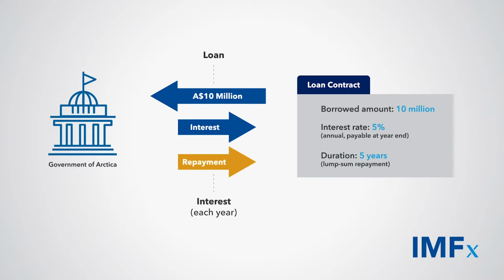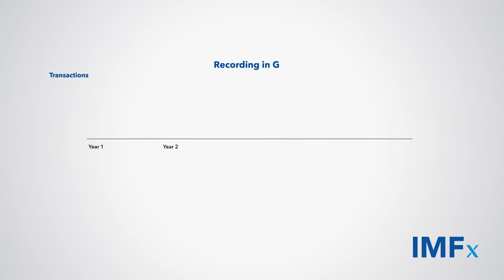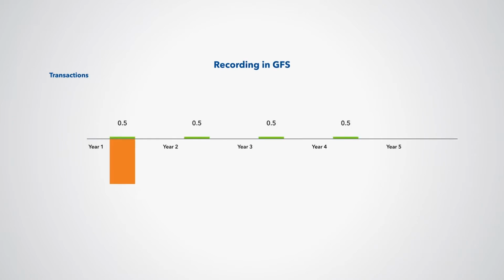In this case, the annual interest expense would be 5% of 10 million. That's 500,000 Arctica cubes. The annual interest payable is the same in all 5 years, and at the end of year 5, the government repays the principal plus the interest for the last year.